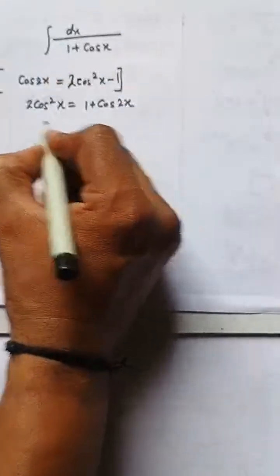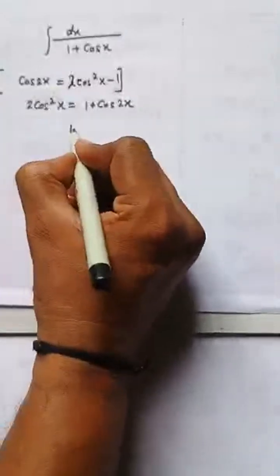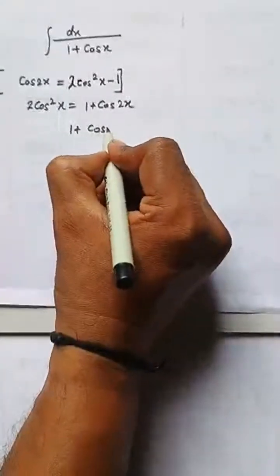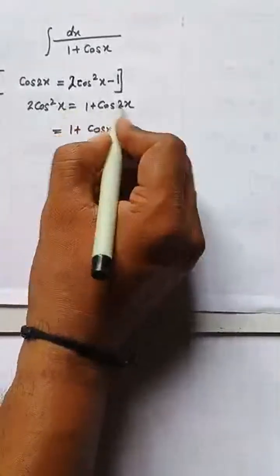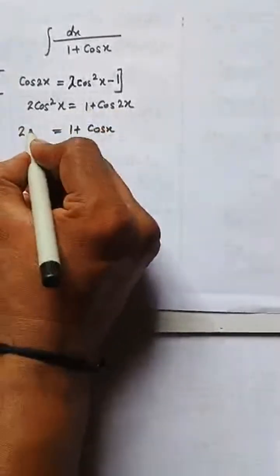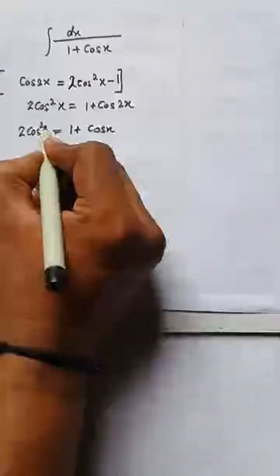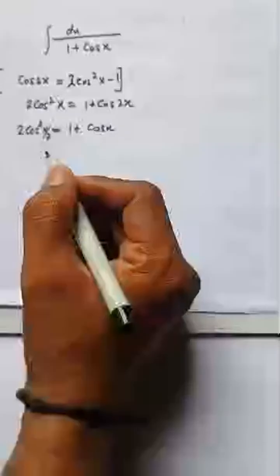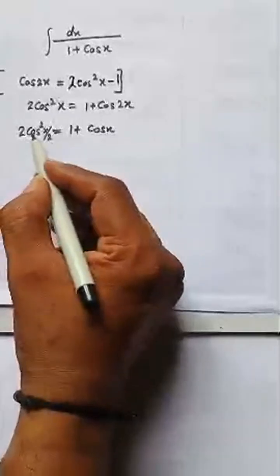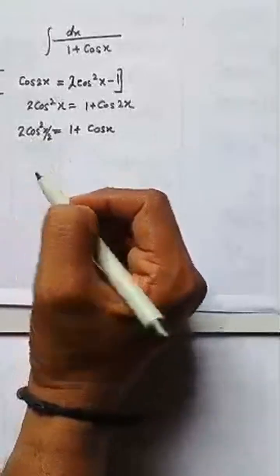If I'm writing 1 plus cos x, this x is just half of this 2x, so I can write 2 cos square of half of this x, that is x upon 2. So I can easily replace 1 plus cos x with 2 cos square x by 2.